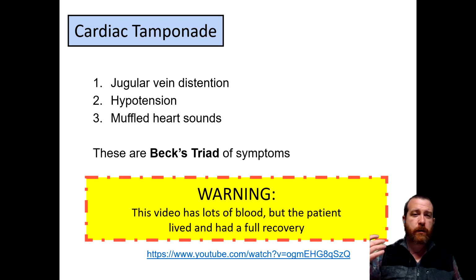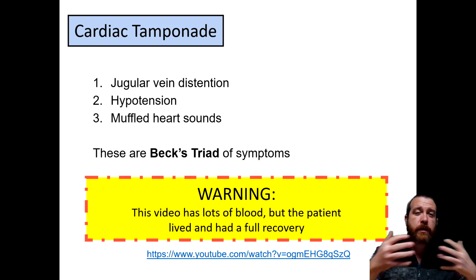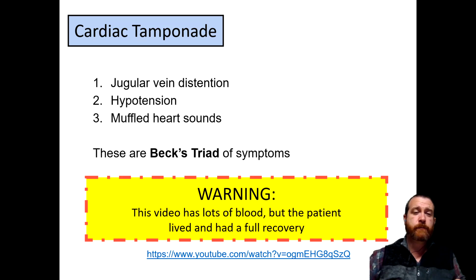So the kind of thump whoosh sound that you're hearing as valves open and close and blood is rushing around the heart, that's going to be muffled a little bit because of things covering it up. This is Beck's triad. And I meant to actually pull this open, but I did not pull it up already.